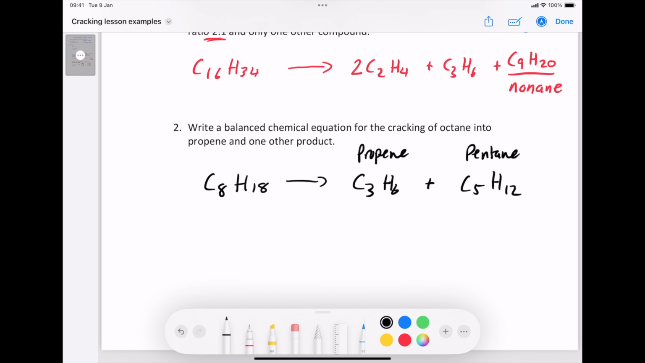The alkanes tend to be used for fuels. The alkenes are often turned into plastics.